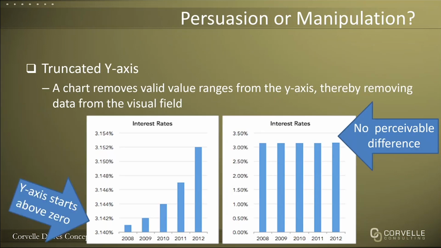Okay, now are we about persuasion or about manipulation? If we truncate the y-axis, as was seen on the left, the data looks interesting. If we don't truncate the y-axis, the data is boring. So what this generally means is we're trying to chart the wrong variable. Perhaps another variable will be more persuasive in explaining what we're trying to do.